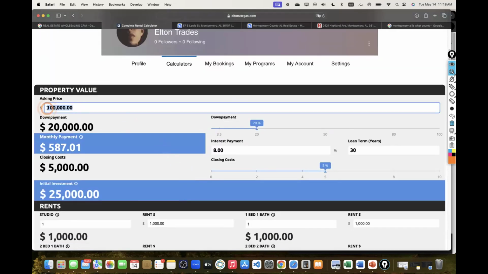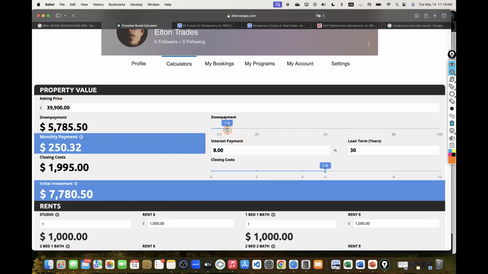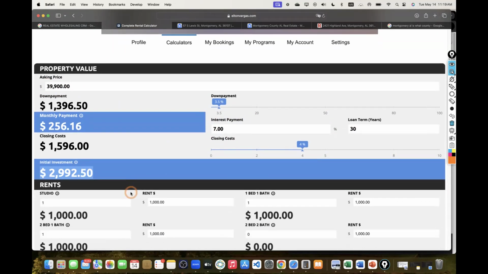So the way this will go is $39,900. Let's go with the first-time home buyer of 3.5%. I'm going to go with like a 7% interest rate, 30-year term, closing costs 5%, should be less, honestly. Closing costs 4%, up to 4%. So the initial investment a first-time home buyer needs is close to like $3,000. That's down payment and closing costs as well.